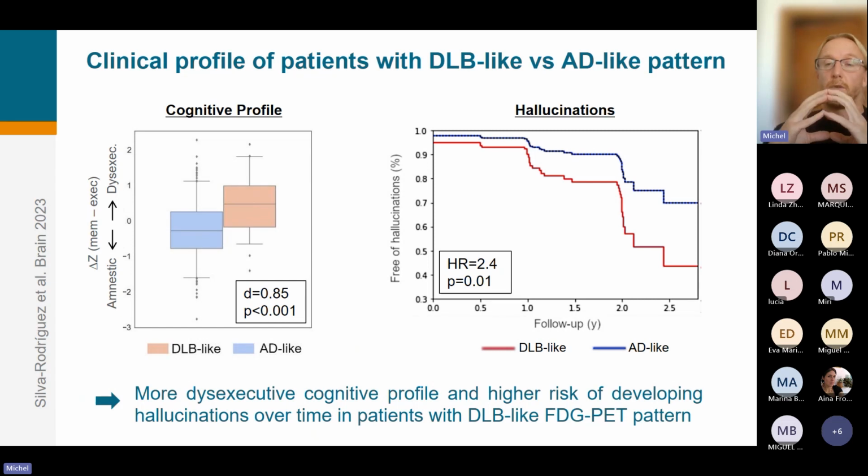And as I've mentioned before, DLB is also much more strongly associated with the development of hallucinations. Here we could indeed demonstrate that these DLB-like patients, clinically diagnosed AD dementia patients with an FDG PET pattern suggestive of Lewy body disease, are at a much higher risk of developing hallucinations compared to the classical AD patients.